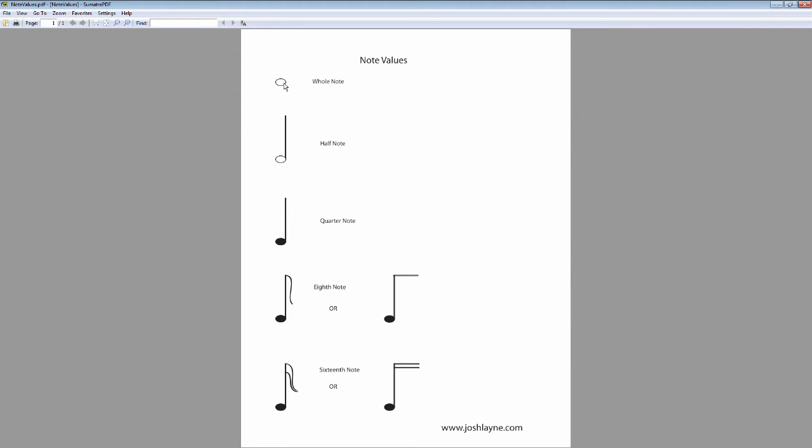So if we were feeling this pulse of a whole note, one, one, one, and if instead we were to play some half notes, we would get two of them in the same amount of time. One, whole note, whole note, whole note, half note.